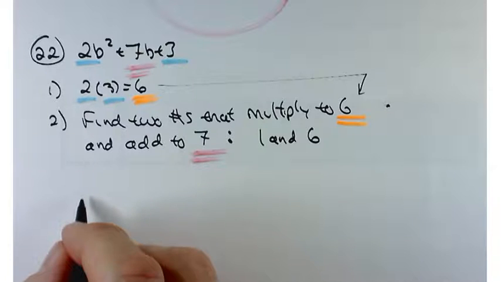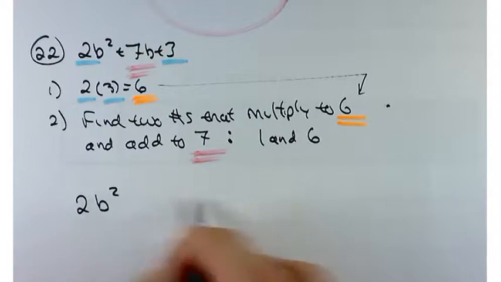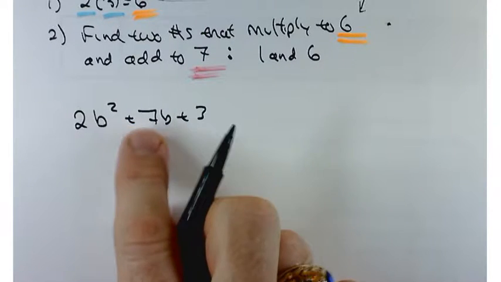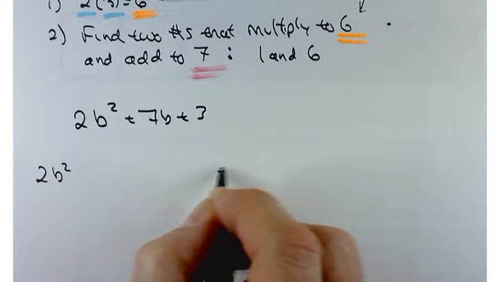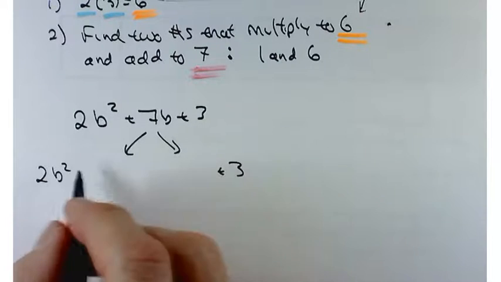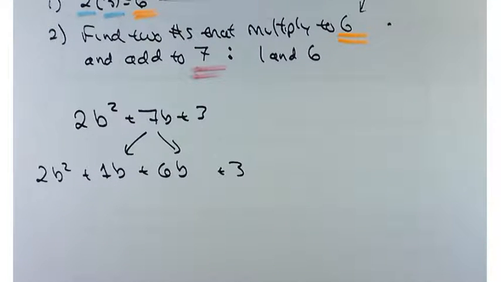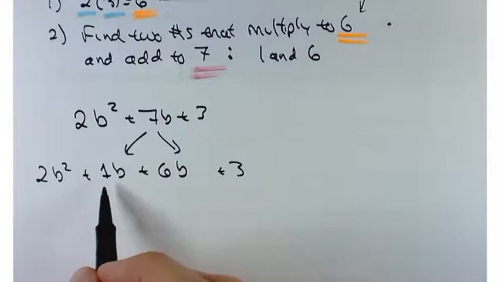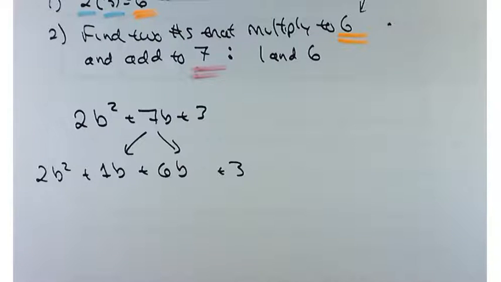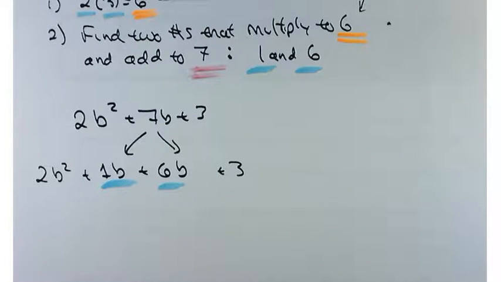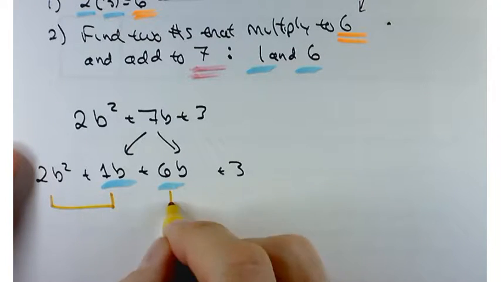Now what's coming up is the hard part. If you can get past this, then we should be golden. 2b squared plus 7b plus 3. We're going to use these two numbers to split up this middle term here. How are we going to do that? Well, I'm going to write 7b as 1b plus 6b. Can I do that? Well, 1 plus 6 does give me 7. Why did I choose those numbers? Those are the numbers that I had right here. There's your 1 and 6. And it might just look like, oh my God, you just made it even worse. Not true. Those were really, really careful choices. We're going to finish this by grouping.